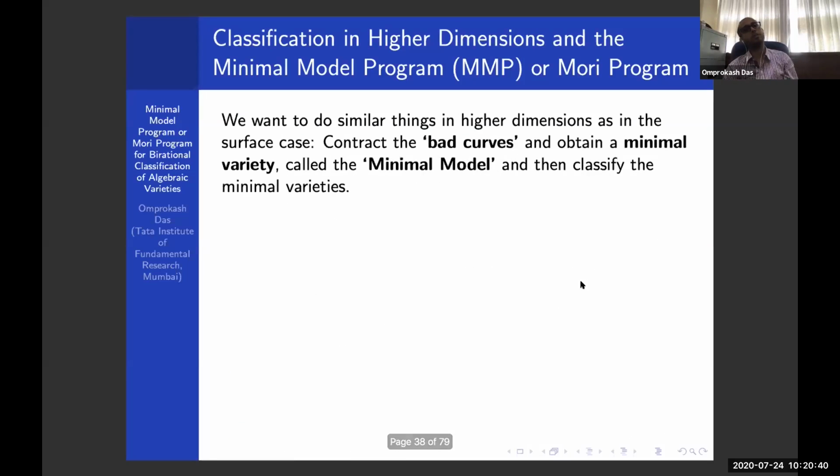So what about the higher dimensions? In dimension 3 and higher, we would like to do exactly the same thing: contract the bad curves. By bad curves, I mean something that resembles a -1 curve. In dimension 3 and higher, the -1 curve does not make much sense, but we'll call those types of curves bad curves, the curves that need to be contracted to go to some minimal variety. So we'd like to do exactly similar things in higher dimensions as well: contract bad curves and go to a minimal variety, which we will call a minimal model, and then classify the minimal model as explicitly as possible.